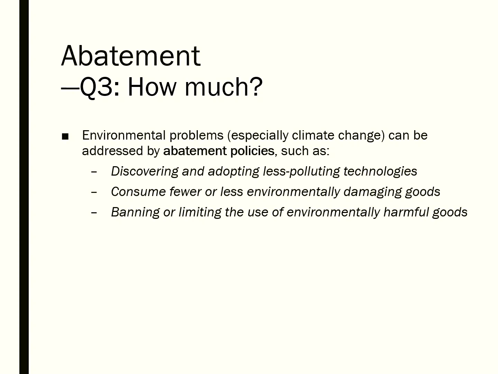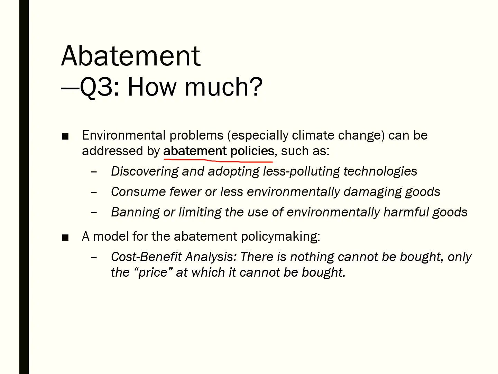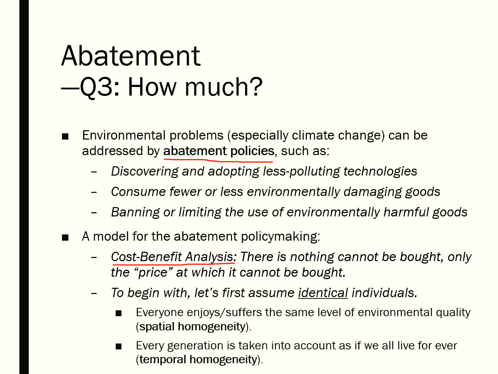The basic model for abatement policymaking is the cost-benefit analysis. In this analysis, we need to take into account of all the factors and all the stakeholders. To begin with, let's first assume all agents are identical, so everyone in this economy enjoys and suffers from the same environment, and there is no generational structure. So we have a homogeneous agent model.